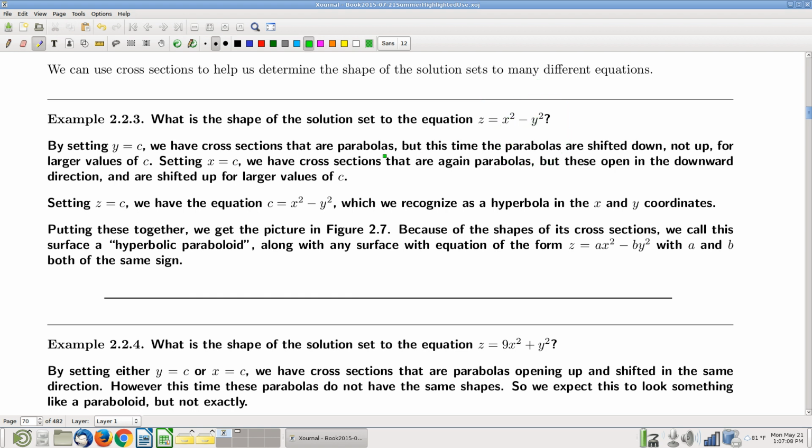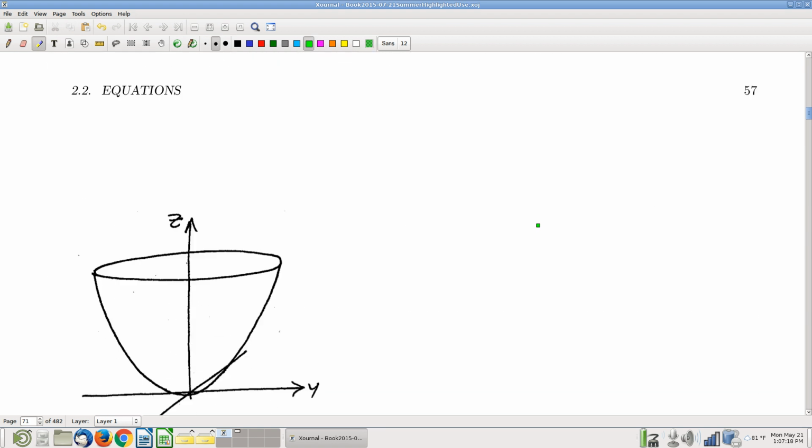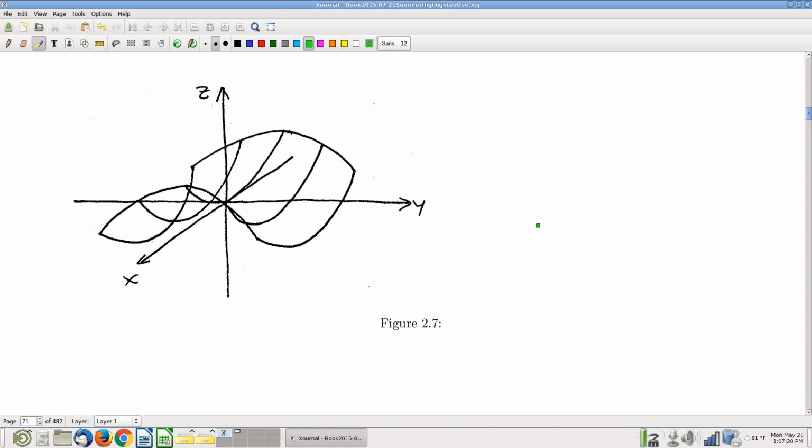Right? And then when you set z equal to a constant, you get a hyperbola. So the cross sections of this are pretty weird, and piecing all those together, this is what you end up getting. They commonly call this a saddle, dating the era in which this was first considered. I think if it were discovered in modern times, it would be called a Pringle.